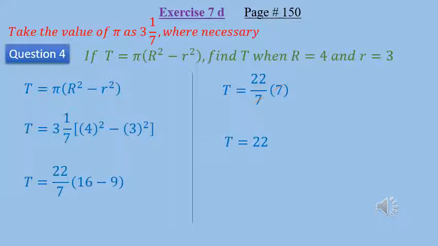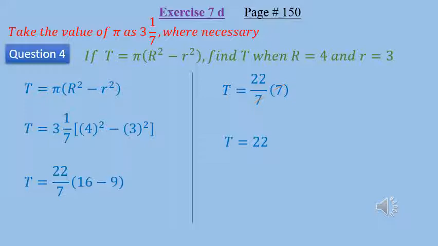In this question our equation is t is equal to pi multiply in bracket R square minus r square. So substitute all the values: value of pi, value of capital R and value of small r. The value of pi is 3 whole 1 over 7, the value of capital R is 4 and the value of small r is 3. So we have 3 whole 1 over 7 in square brackets 4 square minus 3 square. The square of 4 is 16 and the square of 3 is 9.